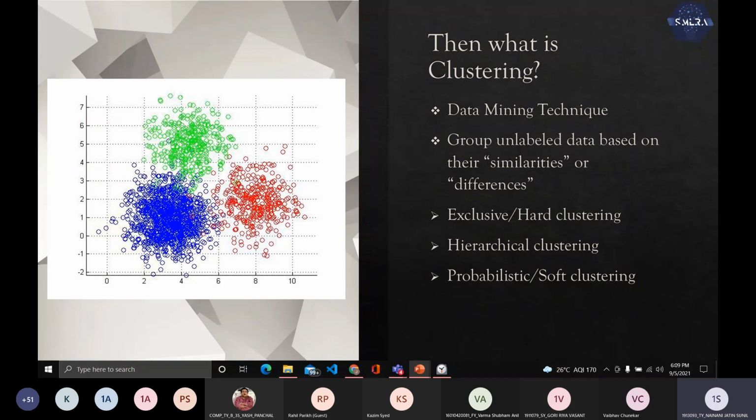A subset in unsupervised learning is clustering. Clustering is a very popular data mining technique. And now this statement is very important: clustering is grouping up similar points. I'm going to be using this statement a lot, right? There are many different types of clustering. Today, we're going to be focusing on hard clustering, or exclusive clustering, where each sample can only belong to one cluster.